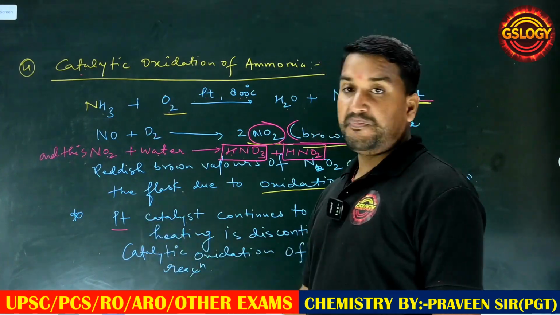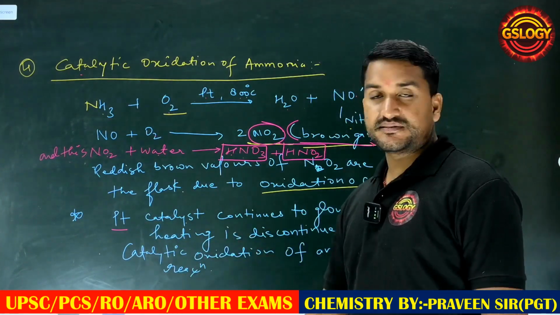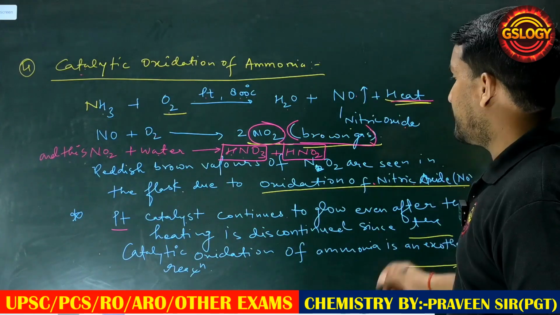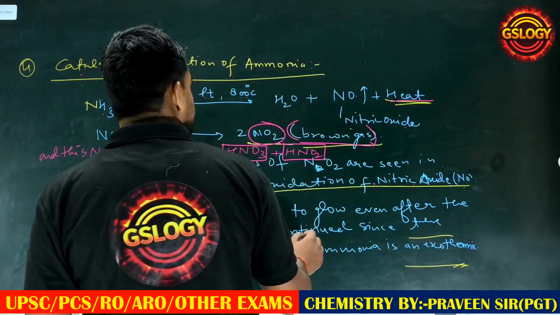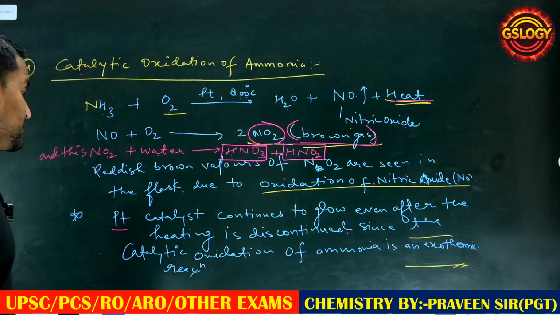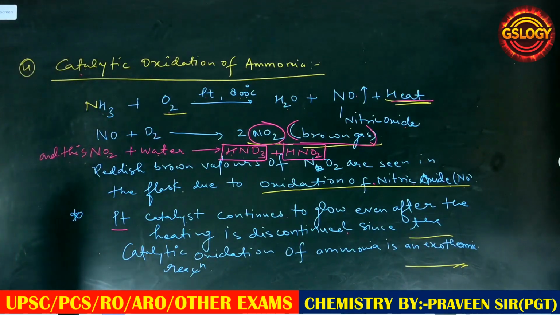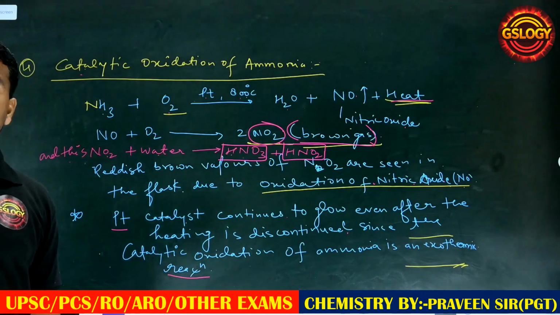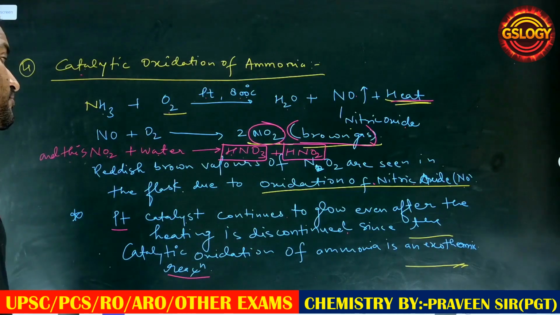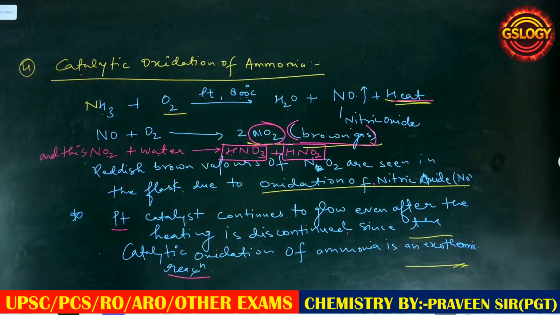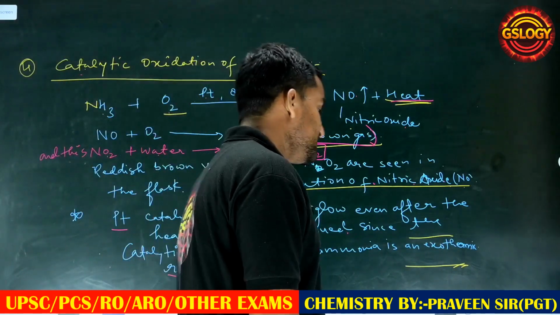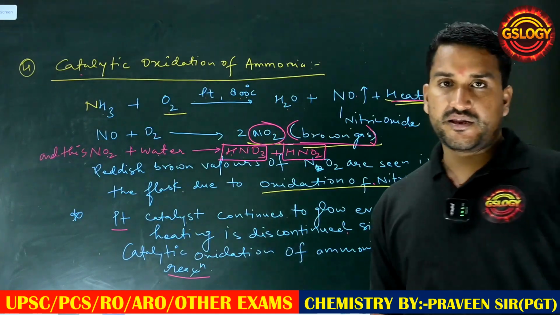And the next point, Pt. Pt is a catalyst. The Pt catalyst continues to glow even after the heating is discontinued, since the catalytic oxidation of ammonia is an exothermic reaction. So which catalyst in this process? Pt. The catalyst continues to glow even after the heating is discontinued, since the catalytic oxidation of ammonia is an exothermic reaction.